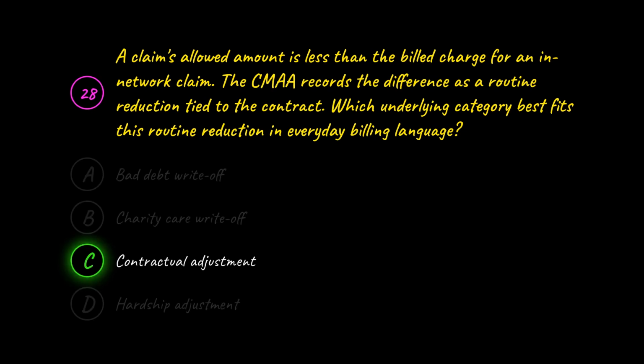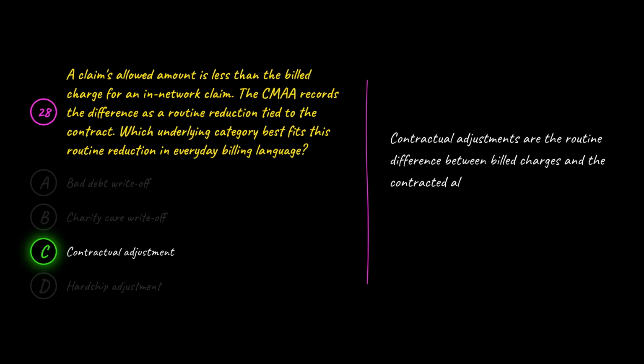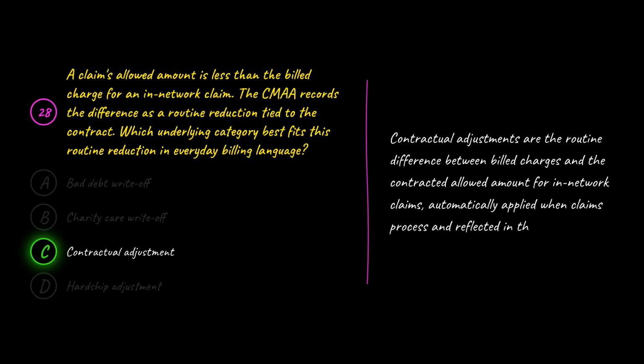The correct answer is C. Contractual adjustment. C is correct because contractual adjustments are the routine difference between billed charges and the contracted allowed amount for in-network claims, automatically applied when claims process and reflected in the aging and reconciliation reports for the practice today.